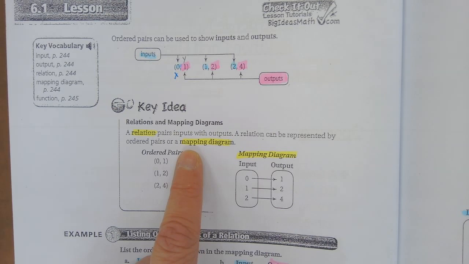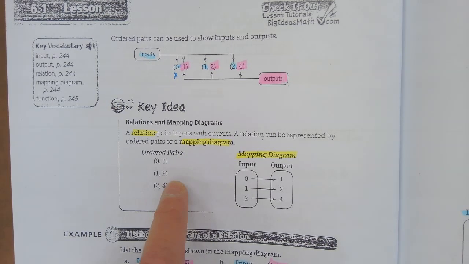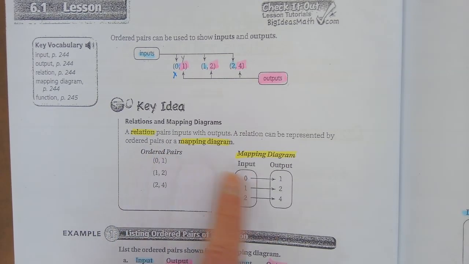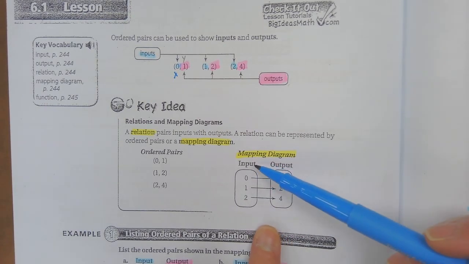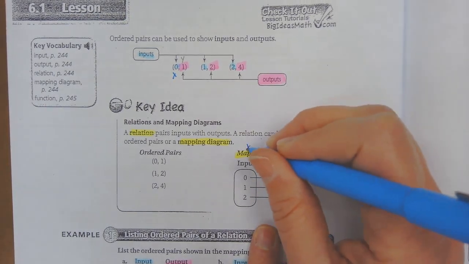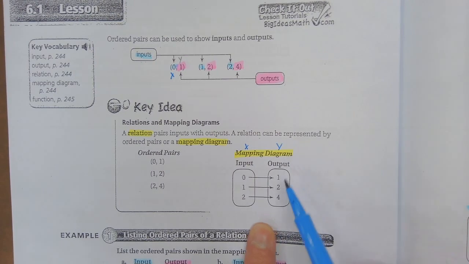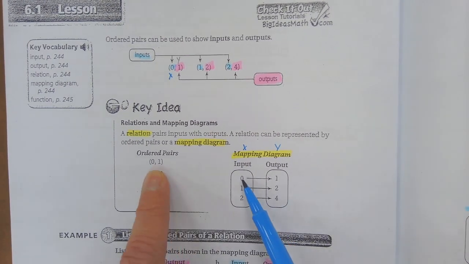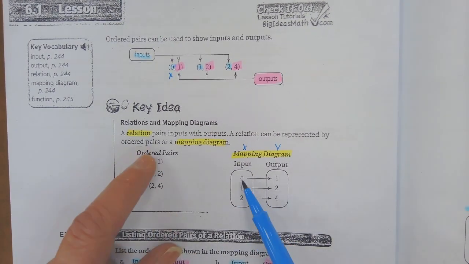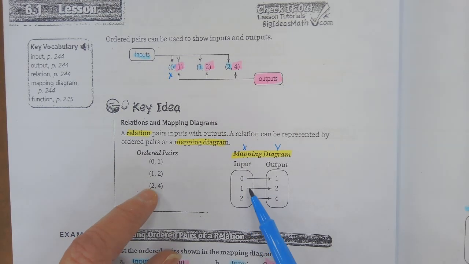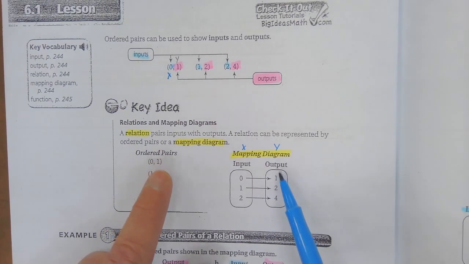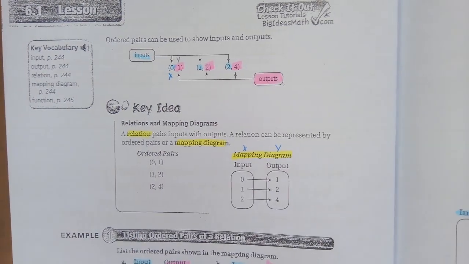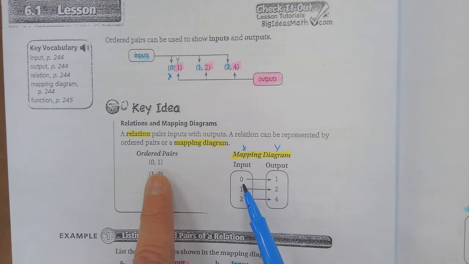A relation can be represented by ordered pairs or a mapping diagram. So we can show it with ordered pairs. We can also show it with a mapping diagram. A mapping diagram puts the inputs, which in general, again, are your x's, and these are generally your y's in your ordered pairs. You put your 0, 1, 2, and we usually write these in order from least to greatest. And then you write your outputs in order from least to greatest. And then you draw a line of what they go to.